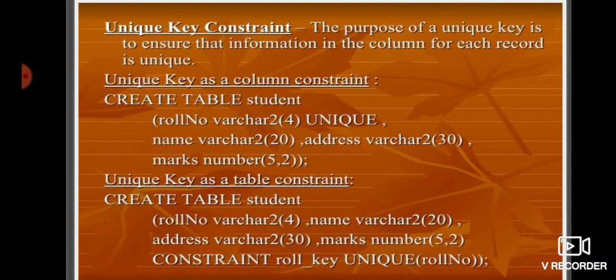Unique key as a column constraint. Create table is a syntax, a command through which we can create a table. Roll number is the name of the column. Varchar is a data type. Unique: we assign the unique constraint to the roll number column. So the information which you enter has to be unique. In a class or in an institute, the roll number is different for any session. You can't enter the same number for different students. So the unique key constraint is used when you have to make the information in the column unique.